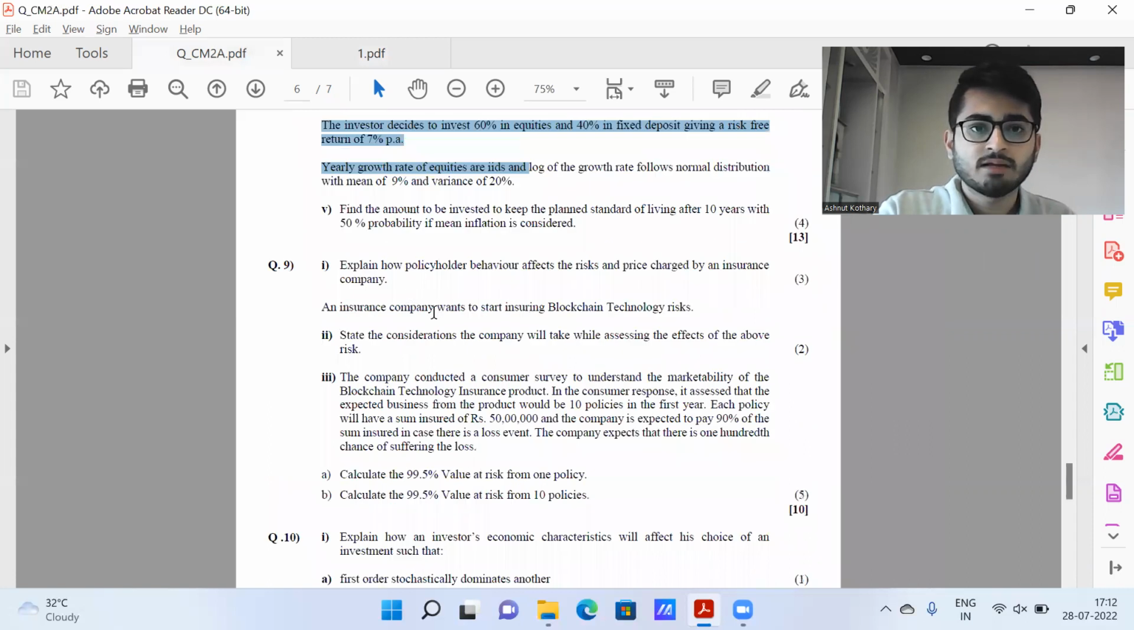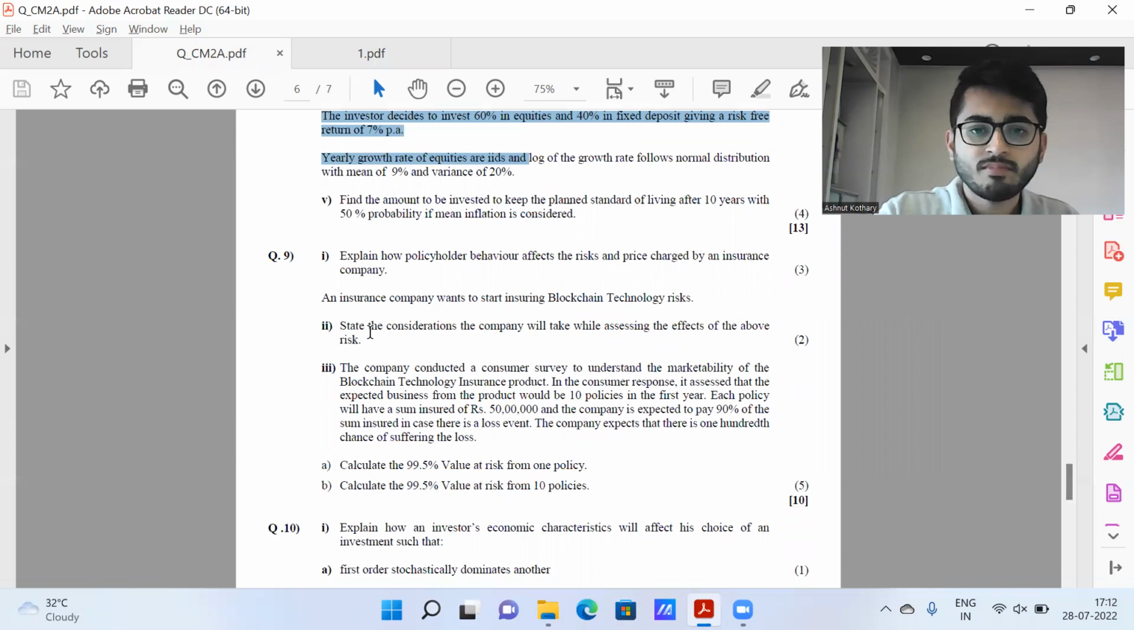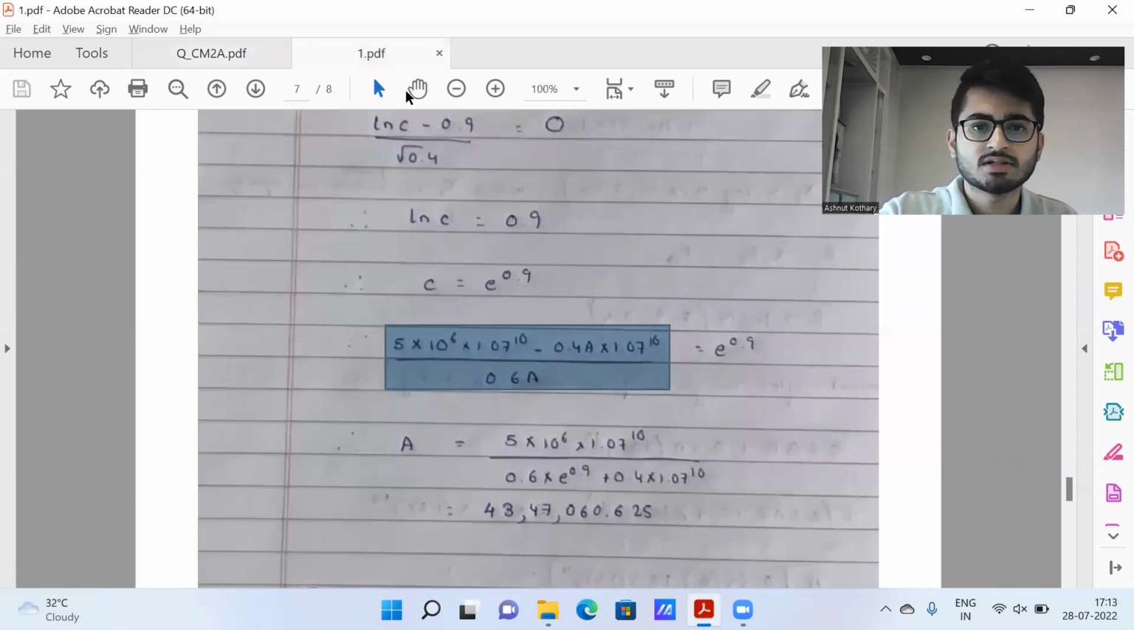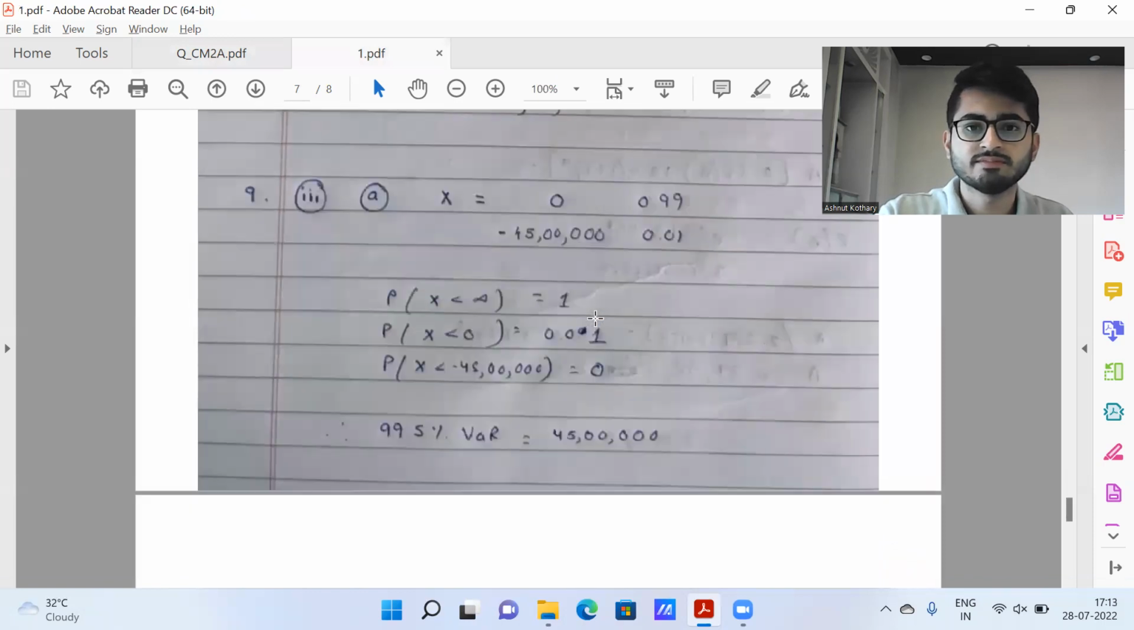Then question number 9, part 1 and 2, policyholder behavior, how it affects the risks and price, and then about the blockchain technology. These 2 marks, I will say, are something where you need to apply, not directly from material as such, it's more about a general environment. And part 3, need to find the 99.5 VaR. So here's a look at the solution for the same.